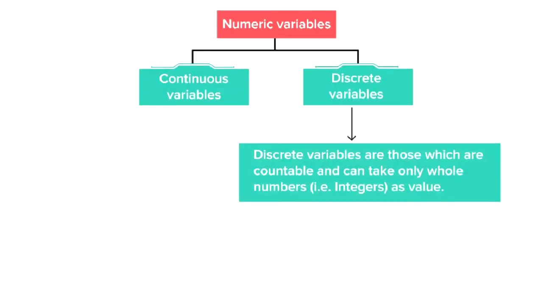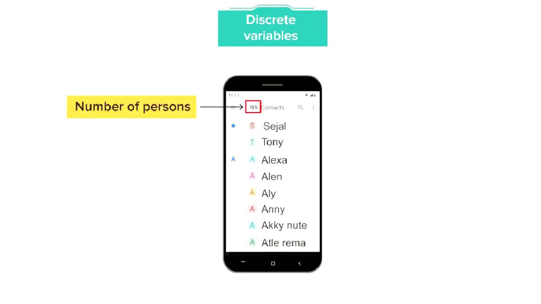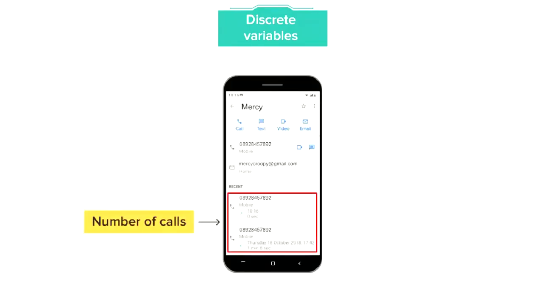Whereas discrete variables are those which are countable and can only take whole numbers, that is integers as value. For example, the number of contacts in your phone book, the number of calls made on a particular day, are whole numbers and each of them are distinct for each scenario.